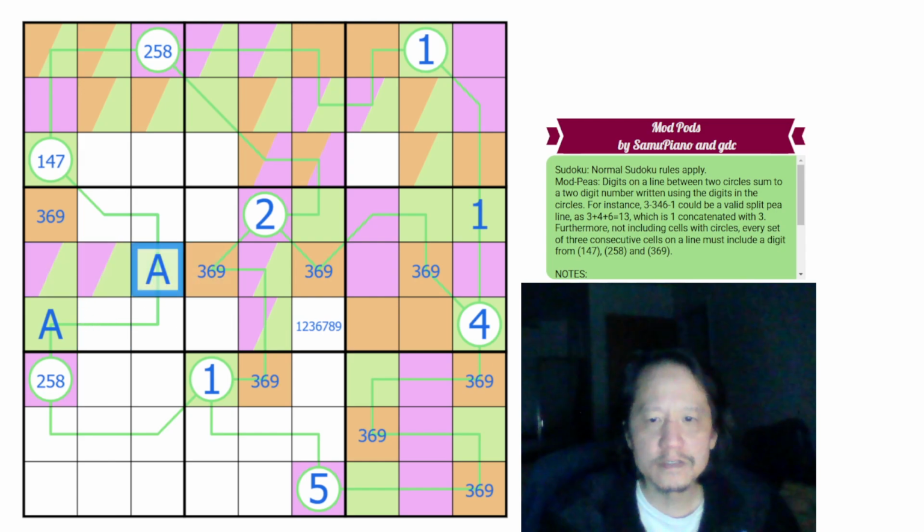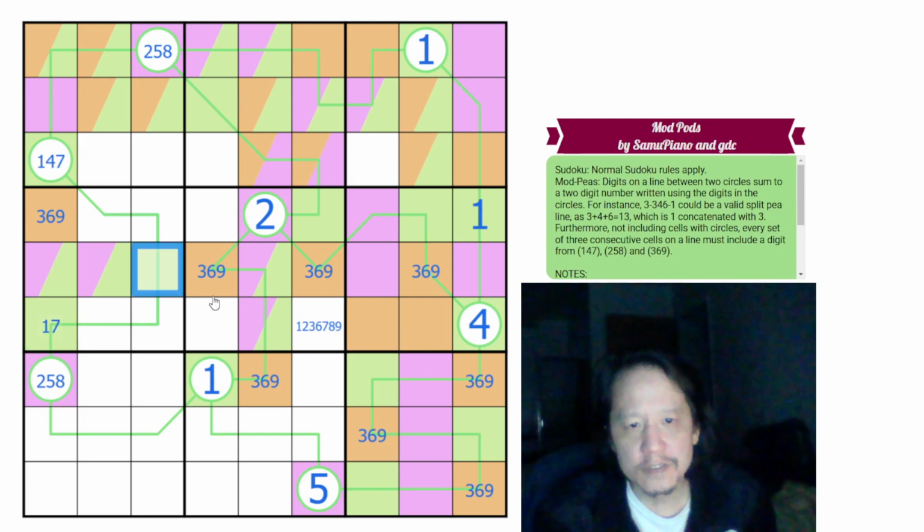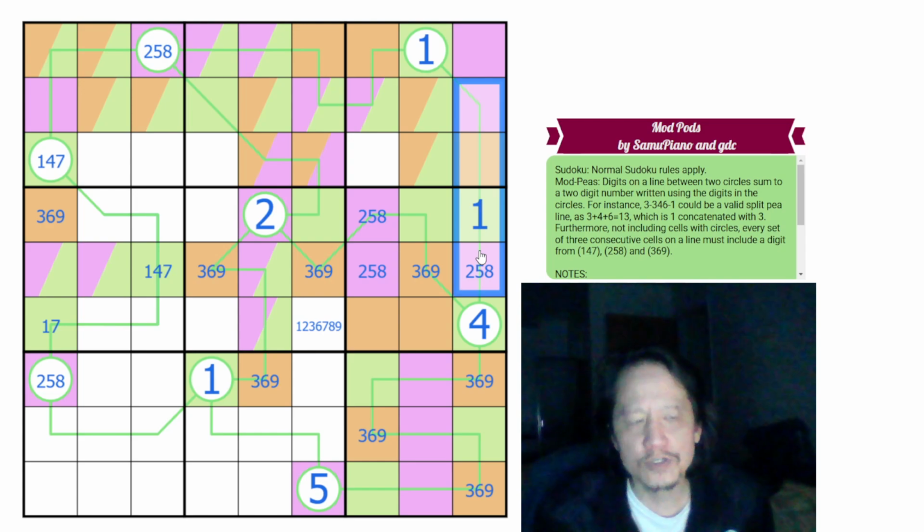So A's, yeah, we can just delete the A's. This has to be 1 or 7. This is 1, 4, or 7. These are 2, 5, 8, not 7. We need 14 with 2 out of 2, 5, and 8. It could be 2, 8, and 3.